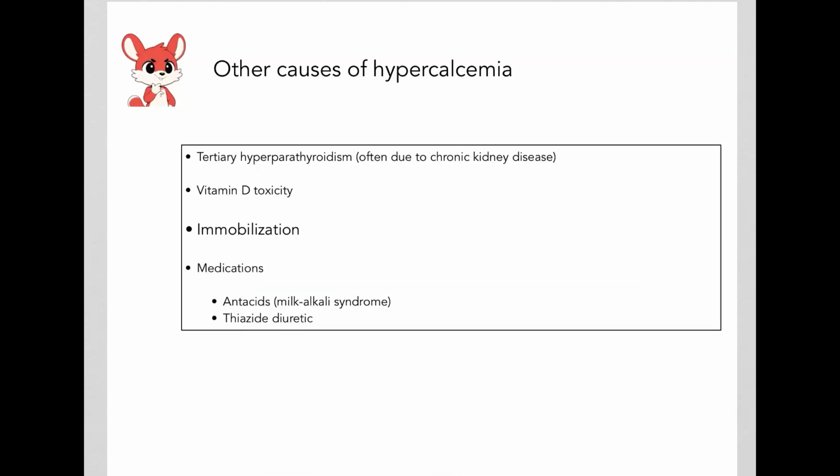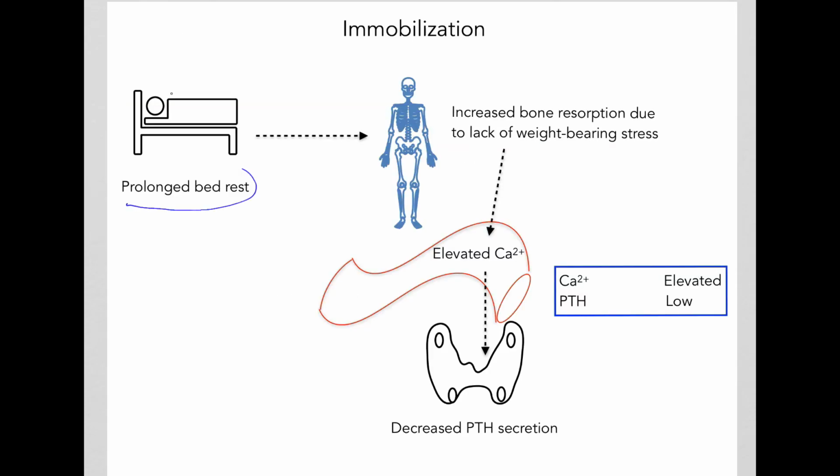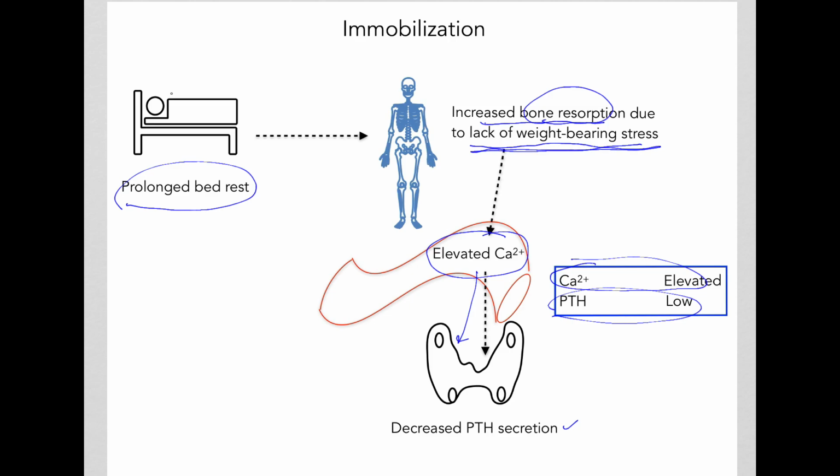Another cause of hypercalcemia is immobilization. Prolonged bed rest is going to increase bone resorption due to the lack of weight-bearing stress. So that's why it's very important to move around. So this increased bone resorption, of course, is going to elevate serum calcium, leading to hypercalcemia, which is then going to go to the parathyroid gland and decrease PTH secretion. So once again, the calcium is elevated, hypercalcemia, while the PTH level is low in immobilization.